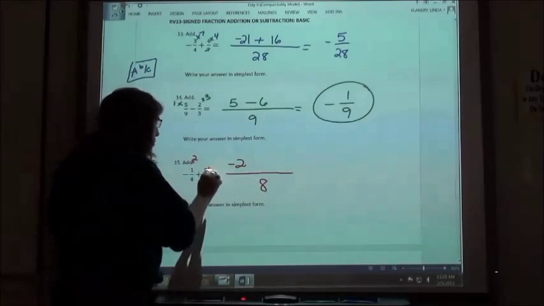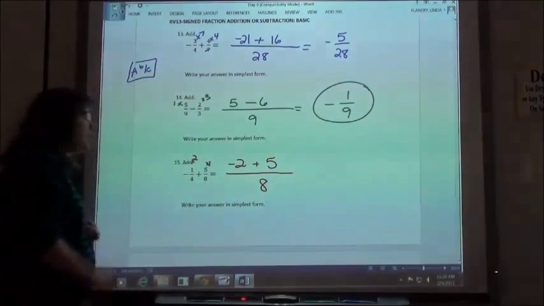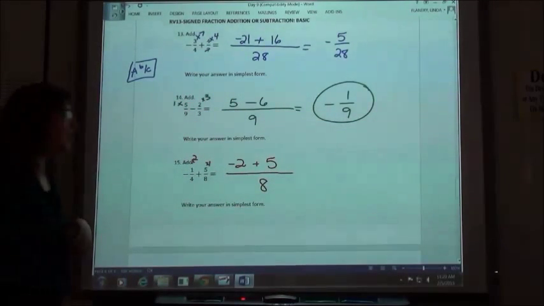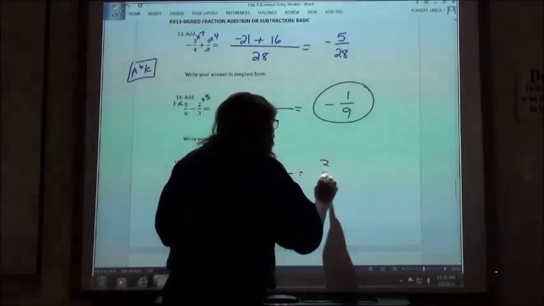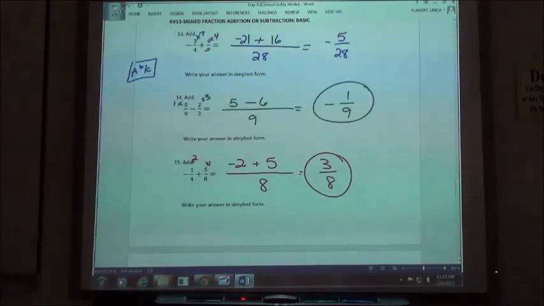8 goes into 8 1 time. 1 times 5, still 5/8. There was that plus sign between them. So negative 2 plus 5 is 3. So 3/8 is going to end up being my answer.